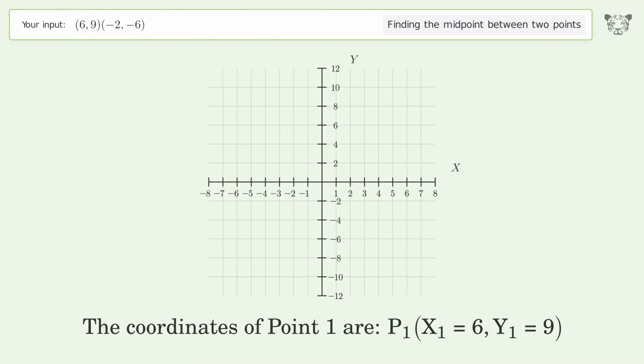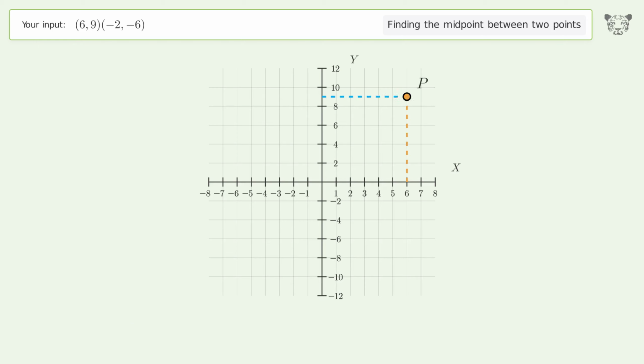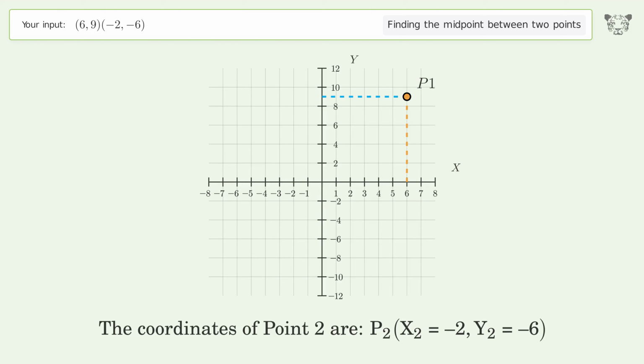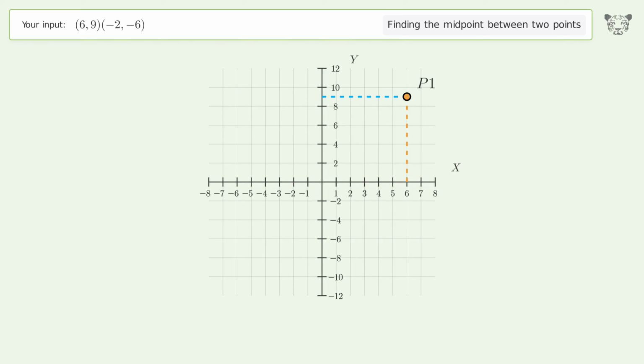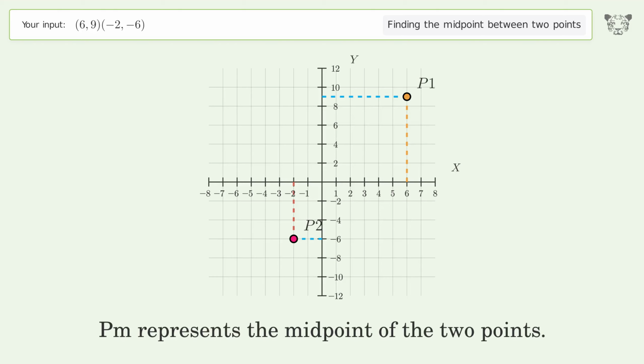The coordinates of point 1 are, x1 equals 6, y1 equals 9. The coordinates of point 2 are, x2 equals -2, y2 equals -6. PM represents the midpoint of the 2 points.